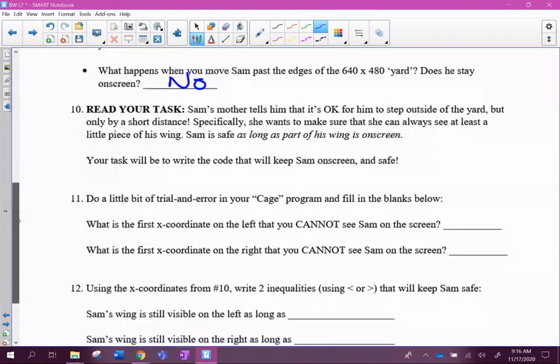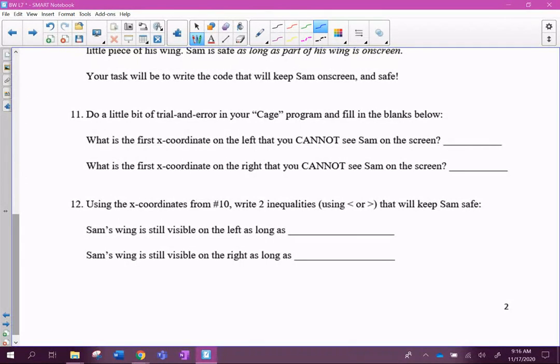So what I want you guys to do is play around with Sam, and figure out what is the first x coordinate on the left side of the screen. So if you move Sam all the way to the left, what is the first value of x where you cannot see any part of Sam? Okay. Same thing for the right-hand side. What is the first x value that you cannot see Sam on the screen? Okay, so take a second and see if you can come up with those answers, and then come back and check your work.